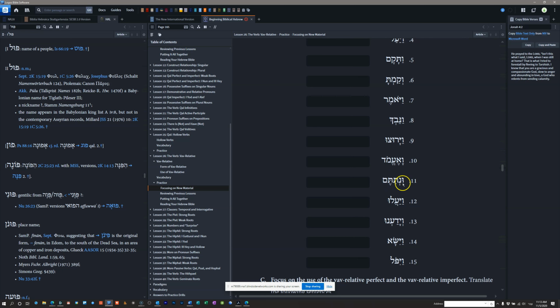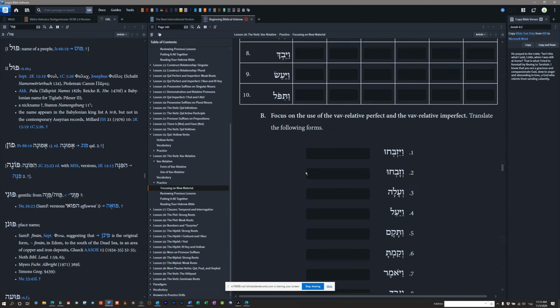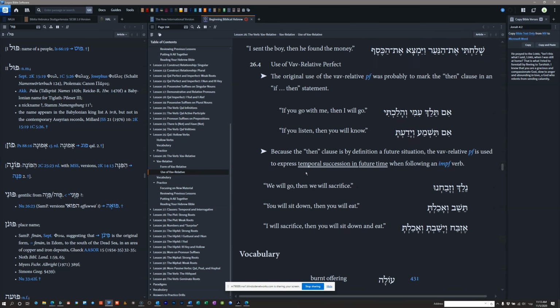So I think this is actually "and he gave," because I think it's a vav conjunction rather than a vav relative. But I say that because I think the vav conjunction is the one that goes to shurik when it's preceded by a letter with a shavah. But maybe the vav relative does that as well. Let's go up into the chapter and look.